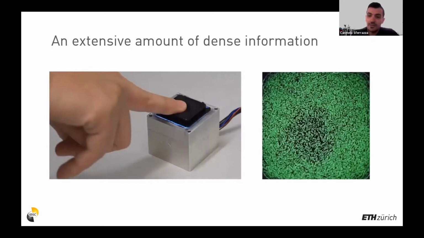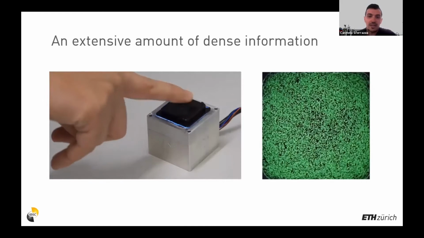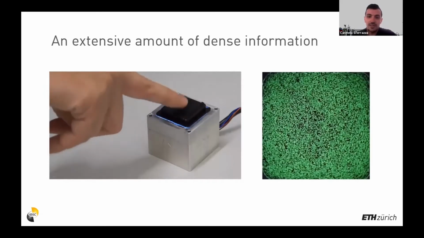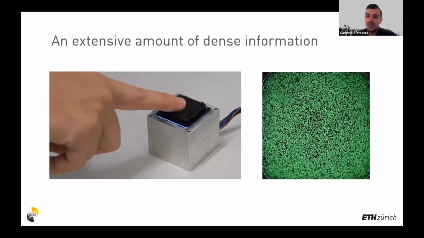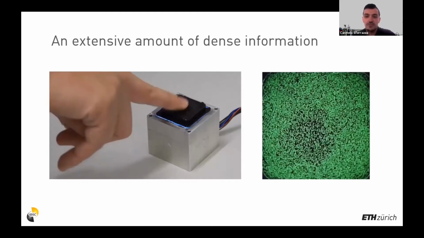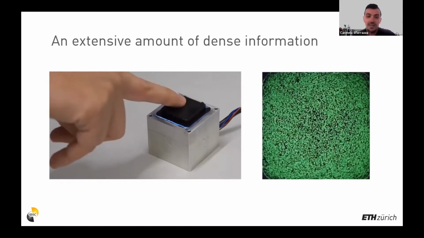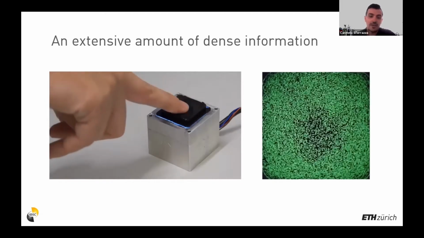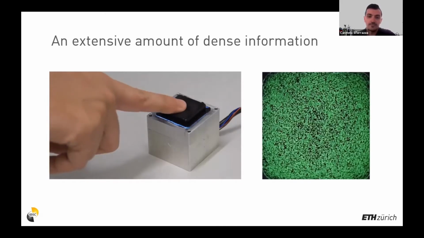But here on the left, you can see a prototype of our sensor with the camera inside the aluminum part and the gel in black. And on the right, this is the stream captured by the camera. And you can see that the random spread of particles does encode an extensive amount of dense information, which provides a very high spatial resolution.